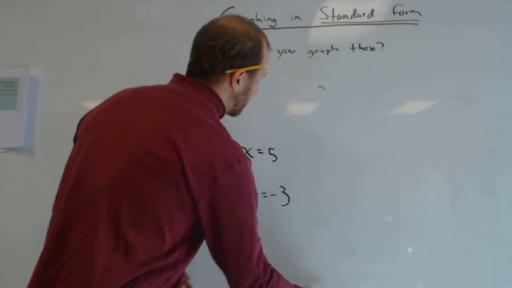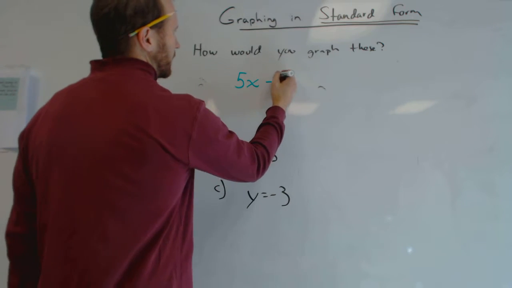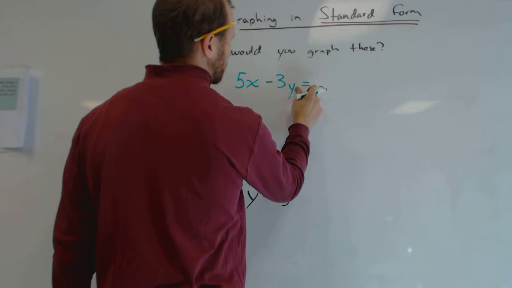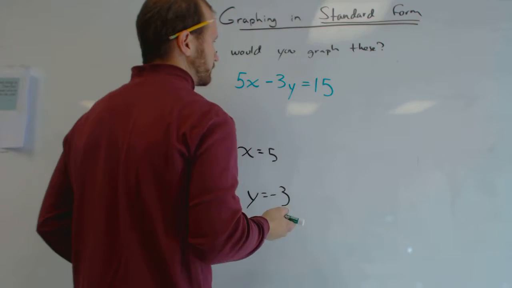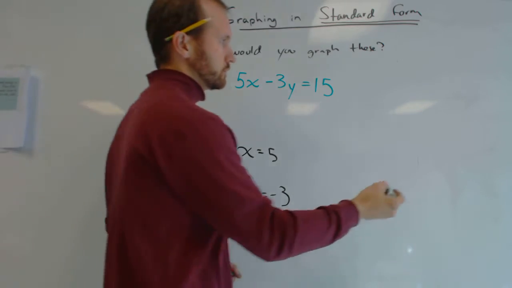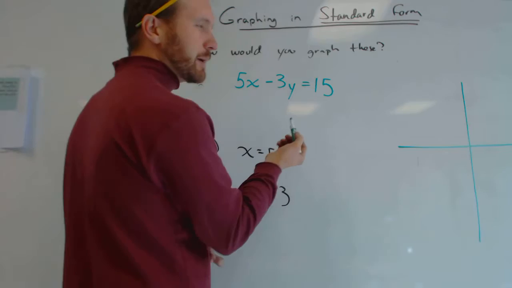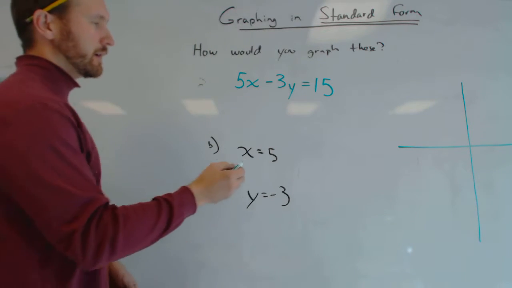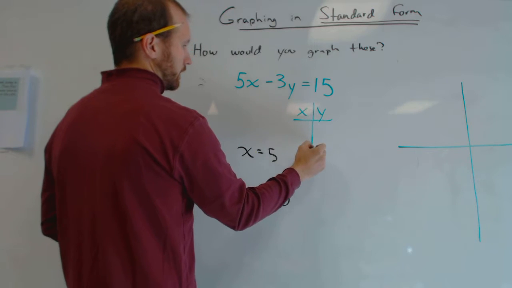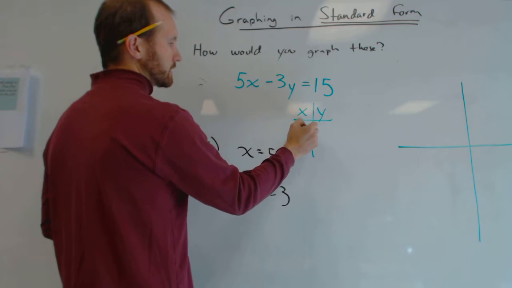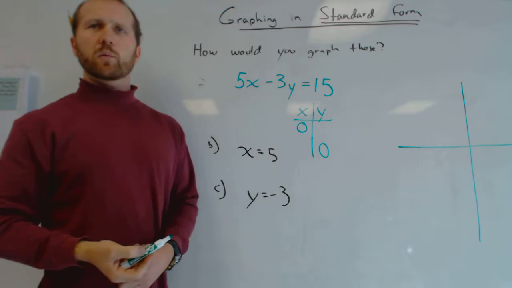So what if we had 5x minus 3y equals 15? Here's my graph. I like to make a t-chart for these. It's pretty easy to do, right? And it just helps us remember, okay, when x is 0 and when y is 0. So when x is 0, what would y be?